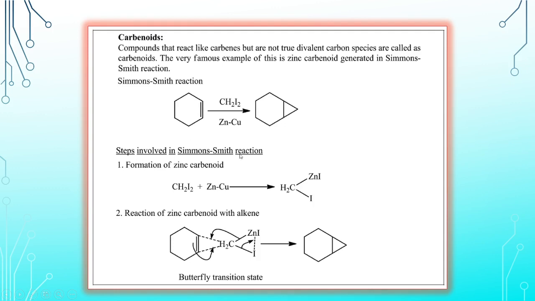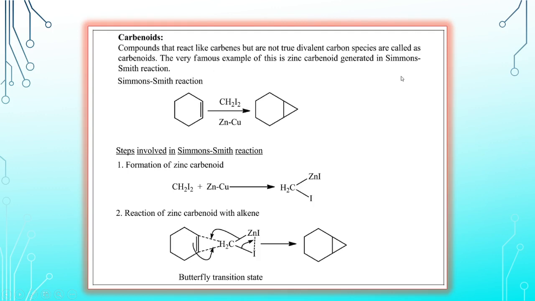See the steps involved in the Simmons-Smith reaction. In the first step there is a formation of zinc carbenoid, and in the next step the reaction of zinc carbenoid with the alkene gives this product. This transition state is called the butterfly transition state. So these are not truly carbenes, but compounds like carbenes. Therefore, they are called carbenoids.